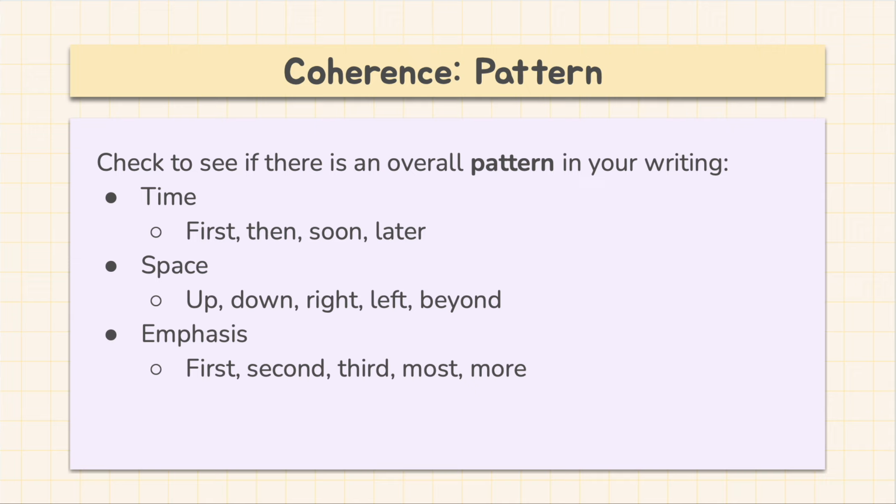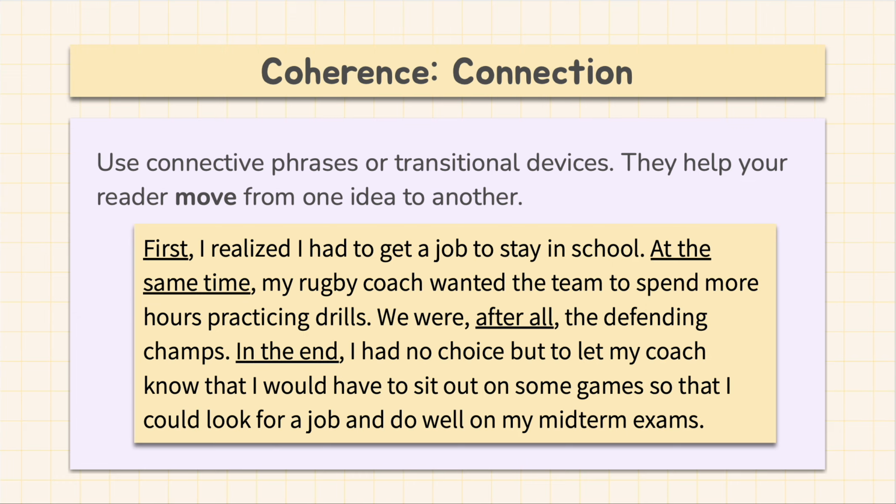And for this informative essay, you're probably either going to use time or emphasis. If you're giving examples, you're doing illustration, so you will have emphasis. You'll say first this example, then second there's this one. And if you're doing process analysis, then you're going to use time. First this step, then second step. Coherence is also about connection.